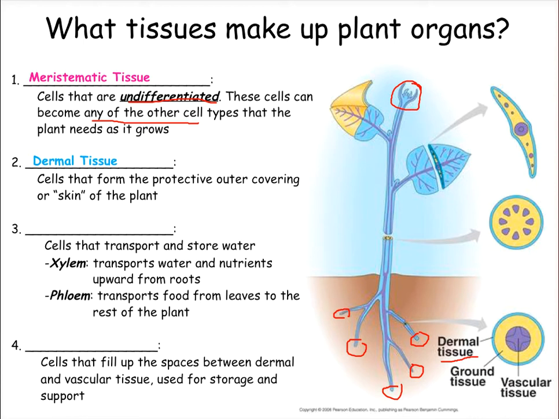In each of these pictures, which are cross-sections, you can see that the outside of each cross-section is blue, indicating that it is covered in dermal tissue. If you're unfamiliar with that term cross-section, what it means is that we have cut the plant in certain places and you're looking at the surface which was cut.